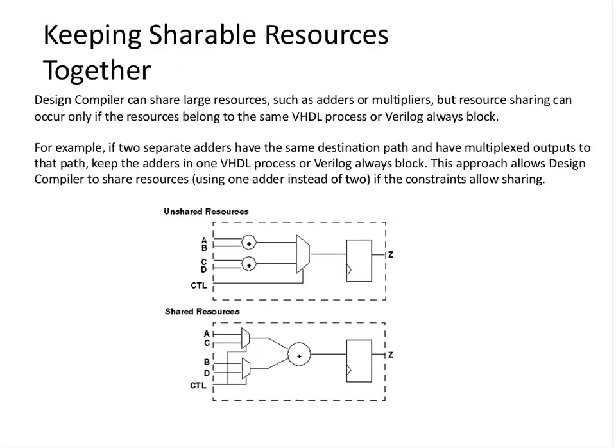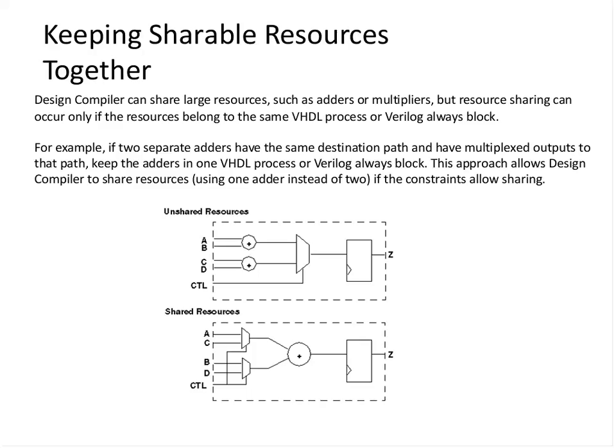The other guideline is keeping shareable resources together. Design Compiler is actually pretty good at sharing resources such as adders or multipliers, but resource sharing can only occur if the resources belong to the same Verilog always block. Even if they belong to different always blocks, you can tell Design Compiler to actually do resource sharing, but that's again a separate set of commands. So to make Design Compiler work out of the box for you, it is best to do the resource sharing in the RTL itself by including them in the same always block.